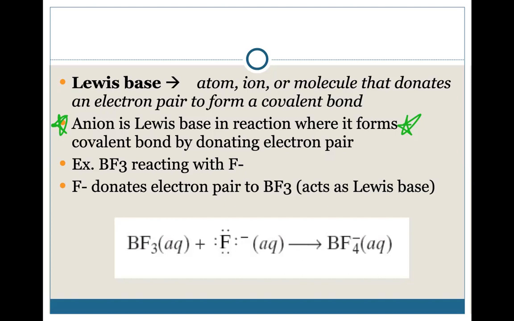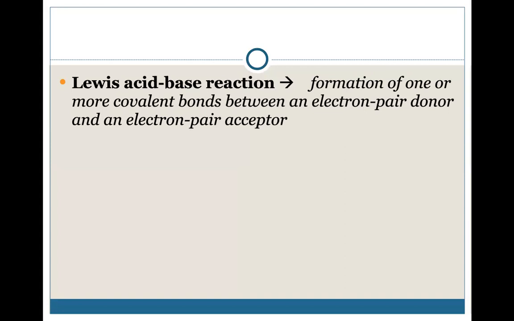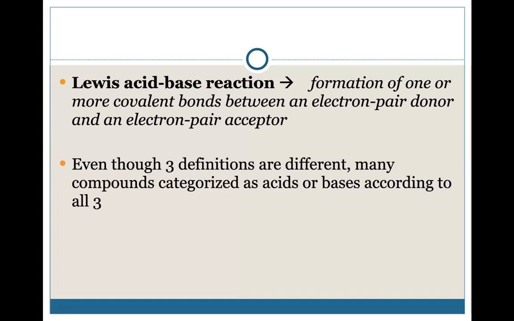So here again, boron trifluoride is a great example of a Lewis acid. And here fluoride is going to be the Lewis base. Again, you have an aqueous solution, but you're not increasing hydronium or hydroxide. So Arrhenius does not apply, and you don't have any proton donation or accepting. So it's not Bronsted-Lowry either. It's just Lewis. A Lewis acid base reaction is the formation of one or more covalent bonds between an electron pair donor and an electron pair acceptor.